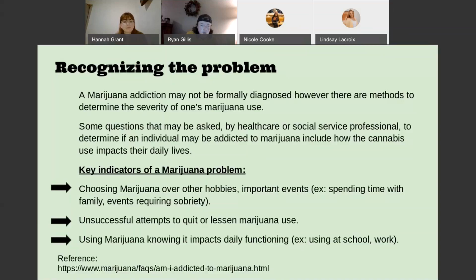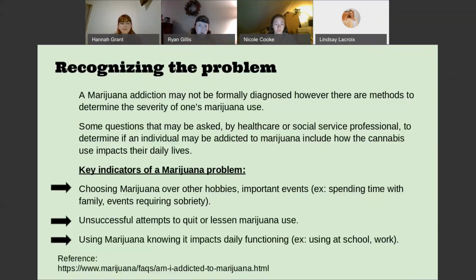Some key indicators of a marijuana problem look like choosing marijuana over other hobbies and important events, such as spending time with your family, going to sports events, going to church. If you're choosing marijuana over all of those, that's a key indicator of a problem. Also, unsuccessful attempts to quit or lessen marijuana use. If you keep going back to that cycle of use and that cycle of dependence, and you leave it alone, but then you come back to it, that's another key indicator. And also using marijuana knowing that it impacts your daily functioning, such as using it at school or at work and being intoxicated at work, is definitely a key indicator of a marijuana problem.